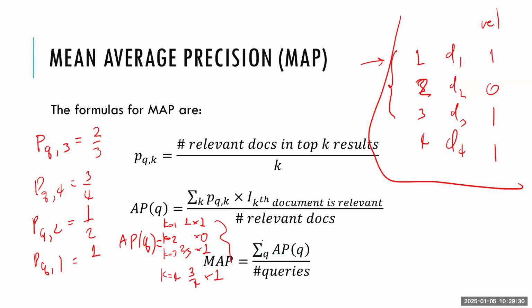And then you sum all this up, right? You get 1 plus 0 plus 2/3 plus 3/4, divided by the number of relevant documents, which is 3. There are 3 relevant documents in your entire ranking, right? So this is the AP at Q.